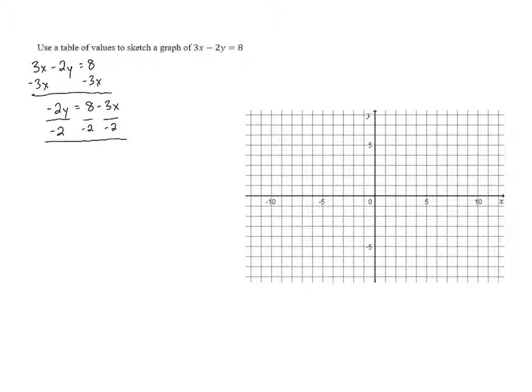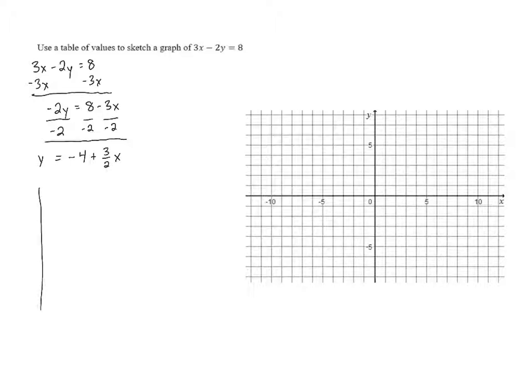When we divide both sides by negative 2, this leaves the y alone on the left, which is good. On the right, 8 divided by negative 2 is negative 4. And then the last term is going to be positive because we have a negative over a negative. So they're going to cancel, and it's going to be plus 3 halves x. So we have y equals negative 4 plus 3 halves x.